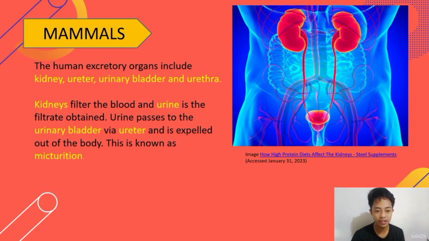So our last here is about the mammals. The perfect example for this is humans. On the right side of our presentation, it is the excretory system of humans. The human excretory organs include the kidney, ureter, urinary bladder, and urethra. Kidneys filter the blood, and urine is the filtrate obtained. Urine passes to the urinary bladder via the ureter and is expelled out of the body. This is known as micturition.